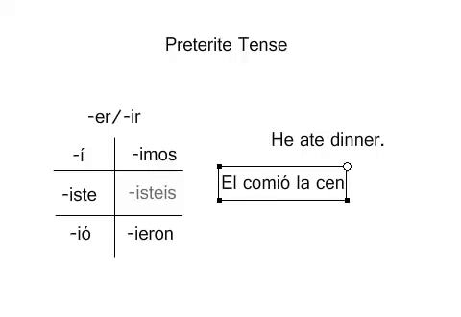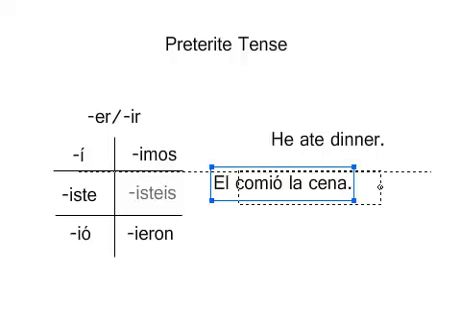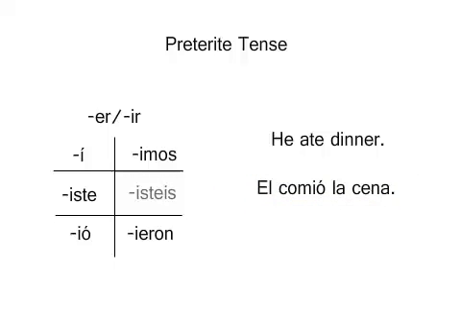la cena. This time we don't have the ambiguity about what tense it is. We see our ending there, that I-O with an accent on it, and we know that that's a preterite ending. We can recognize it. We've never seen it anywhere else, so we don't run into that same problem here that we had with the nosotros form of an AR verb.